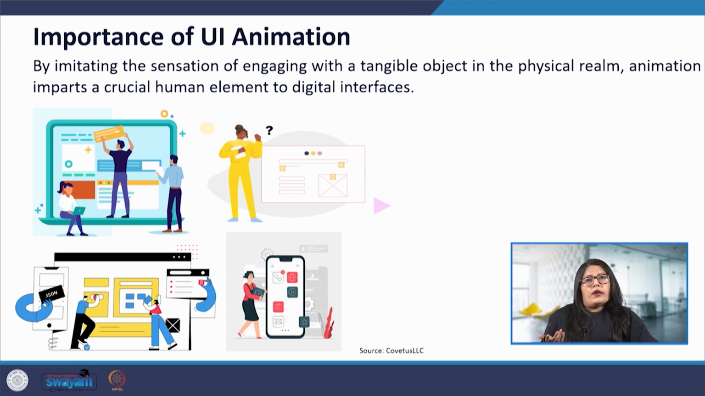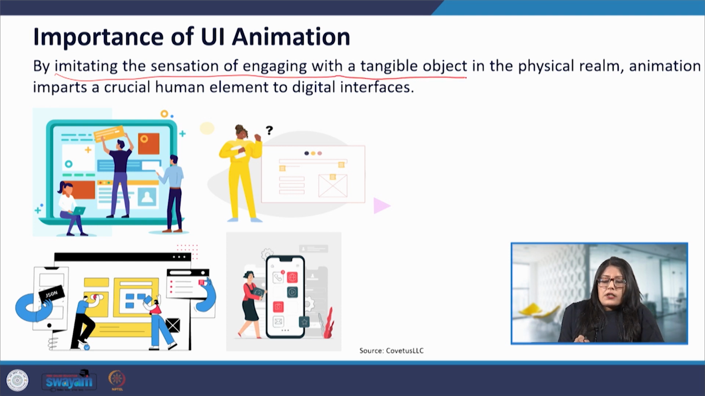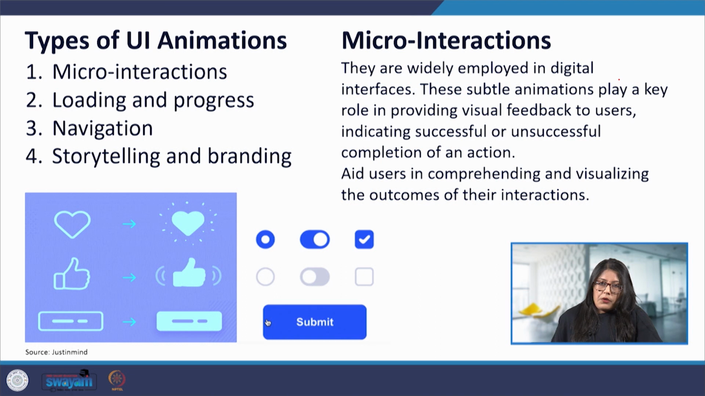So, the UI animation, like we have seen earlier, can create an immersive experience for the user. It imitates the sensation of engaging with a tangible object in the physical realm, and animation becomes very important for the user because they can connect better with the product, they feel more connected because now we are communicating the information better, we are also trying to connect them emotionally with the particular product through the help of the animation. So, let us see some of the different types of UI animations.